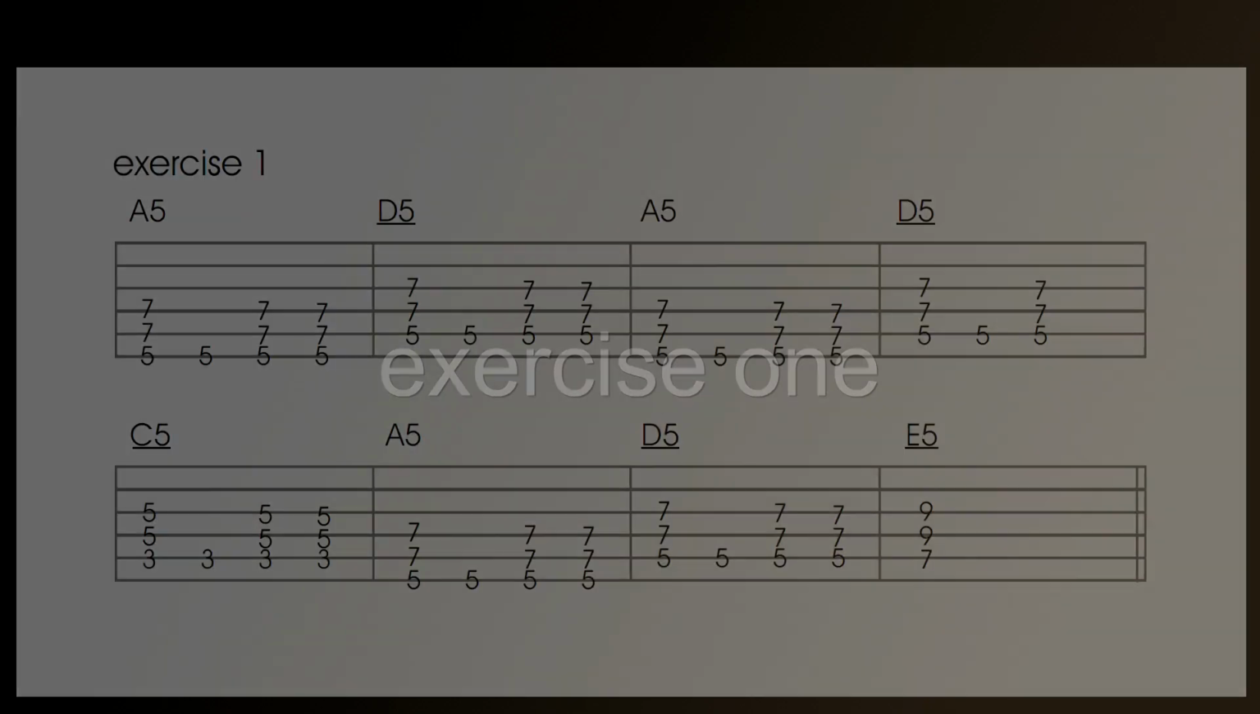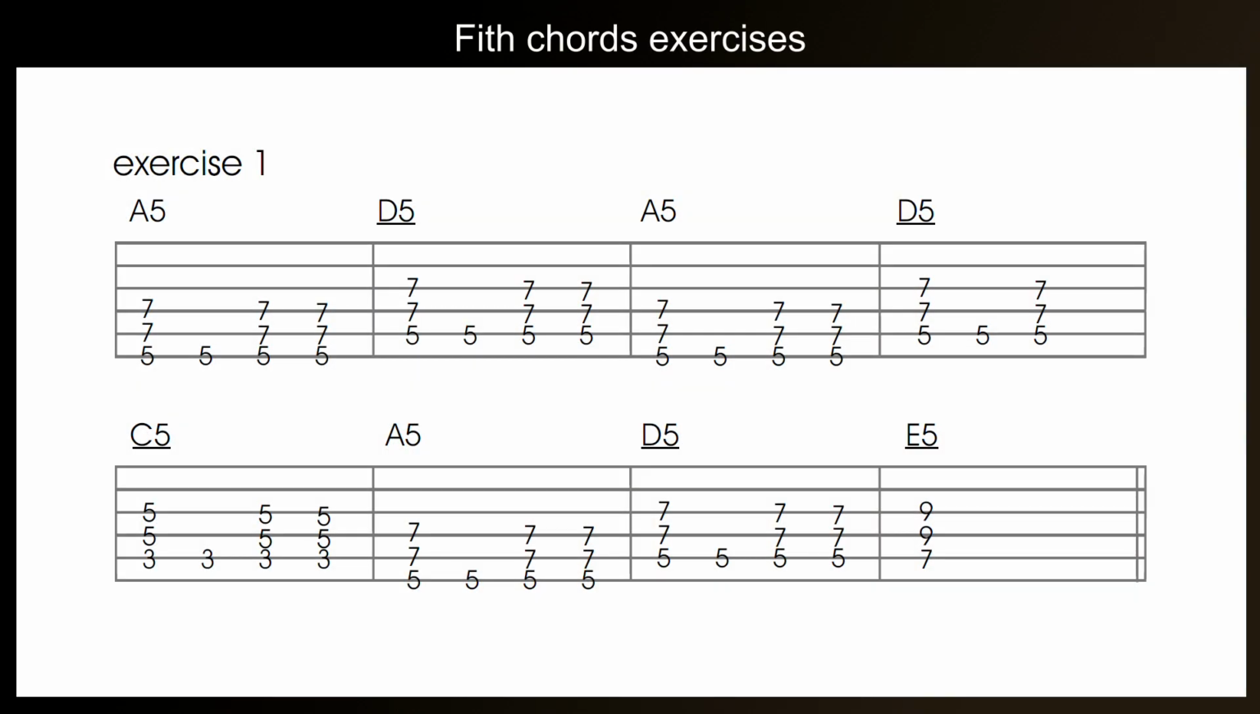Exercise 1. Looking at the first line of this exercise, you'll notice all the chords are in the 5th fret, and you're going between the A fifth, which is an E string rooted bar chord, and the D fifth, which is the A string rooted bar chord.